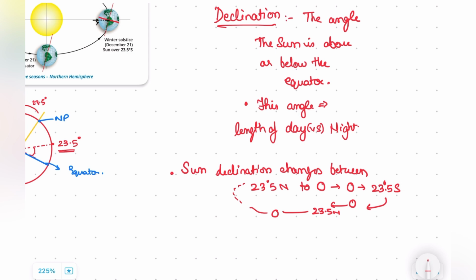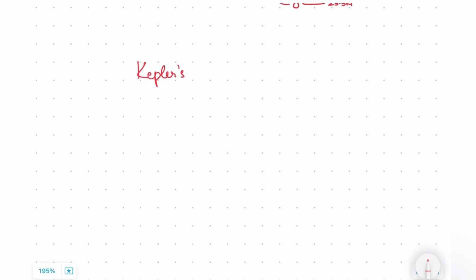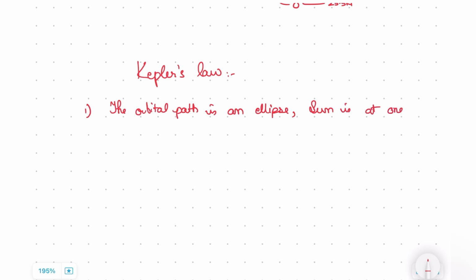Now, very interesting, let's study Kepler's law. So now, Kepler was a scientist, right? Kepler was a scientist who proposed two laws. The first was that the orbit of each planet is an ellipse and the sun is at one of the foci. Okay, so the first law of Kepler says that the orbital path is an ellipse and the sun is at one of the foci.